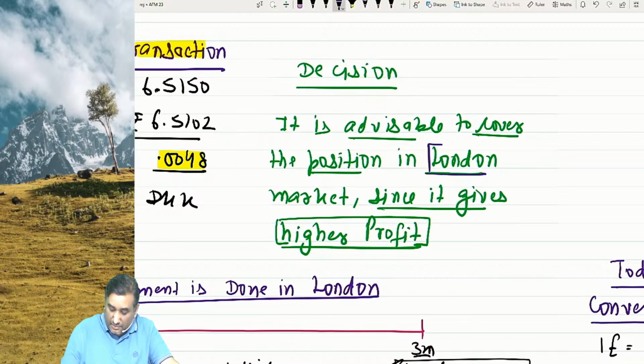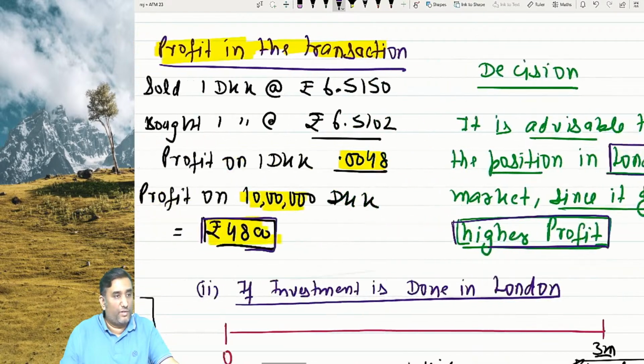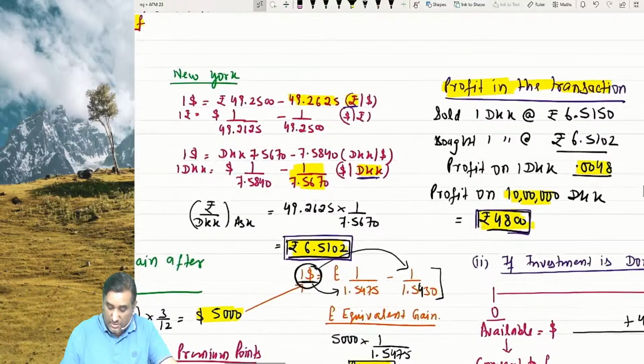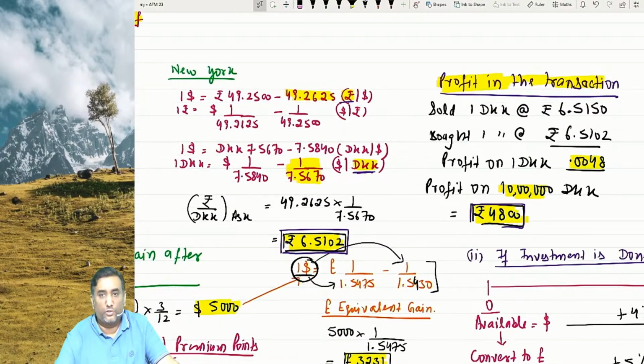Advisable to cover the position in which market? London market, since it gives what? Higher profit. That was your answer. When you make the 4 quotations, in both of them, the first and the fourth would come. First and the fourth one would. Done.